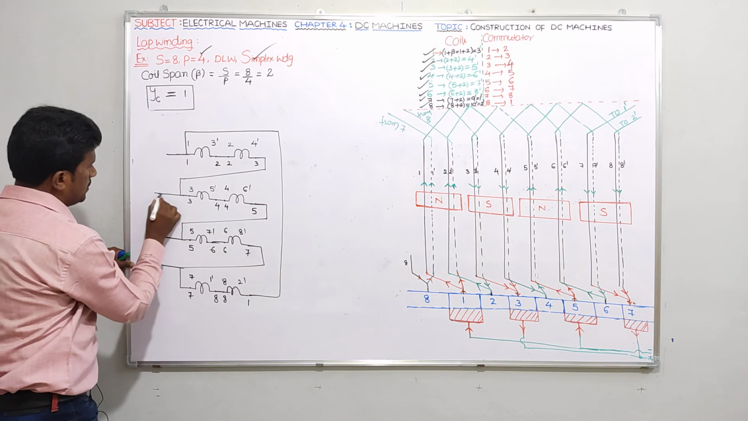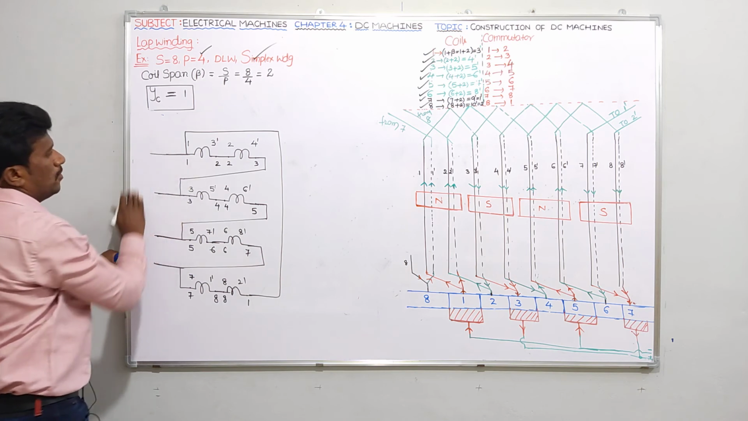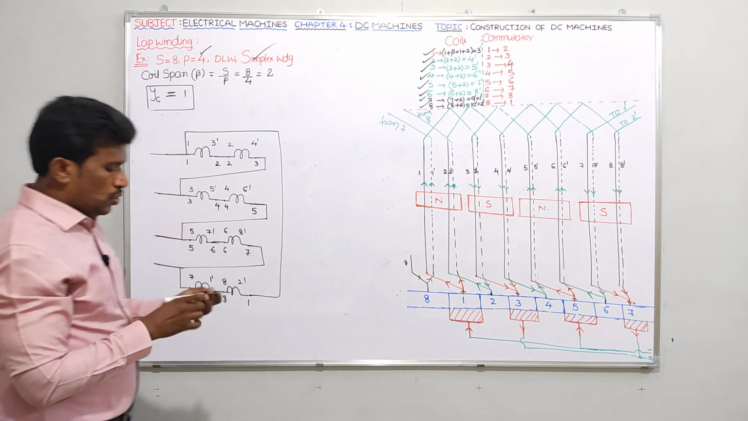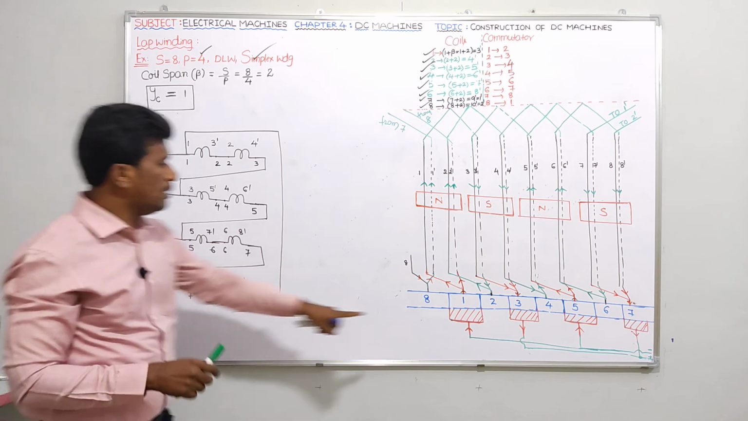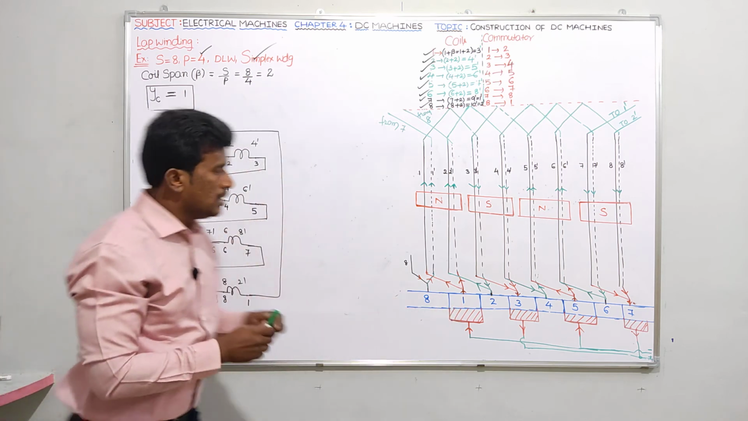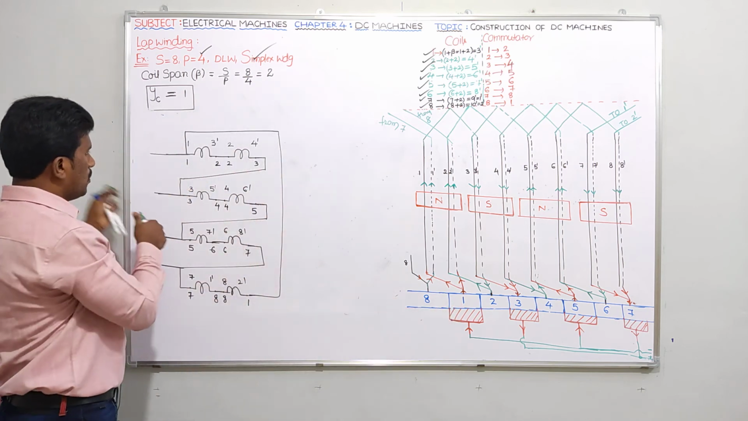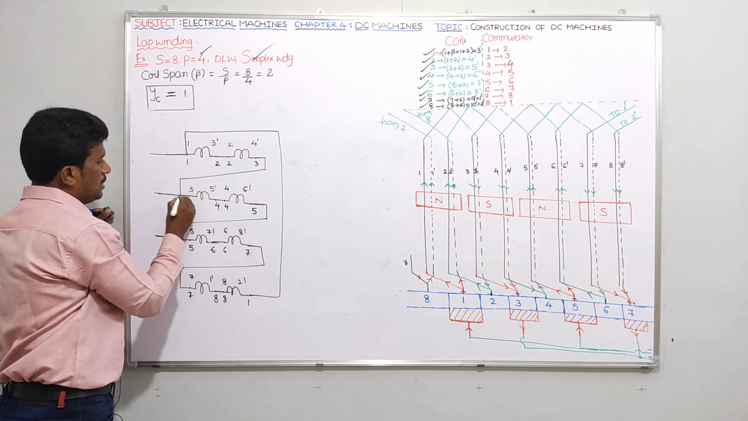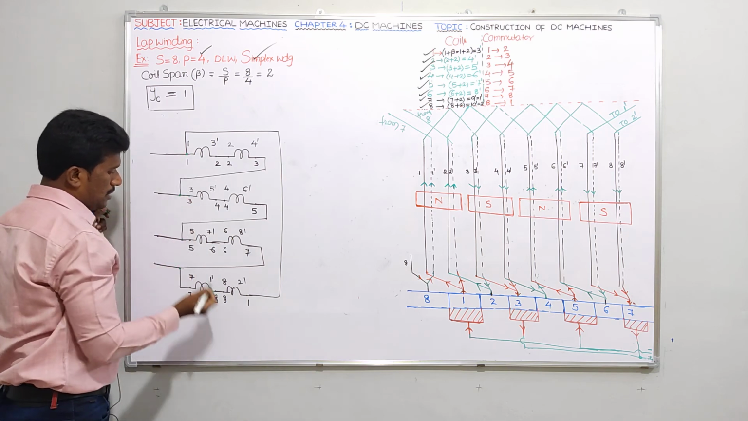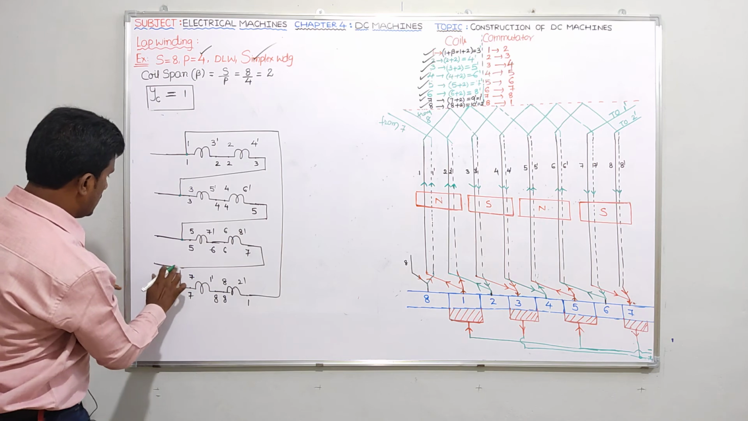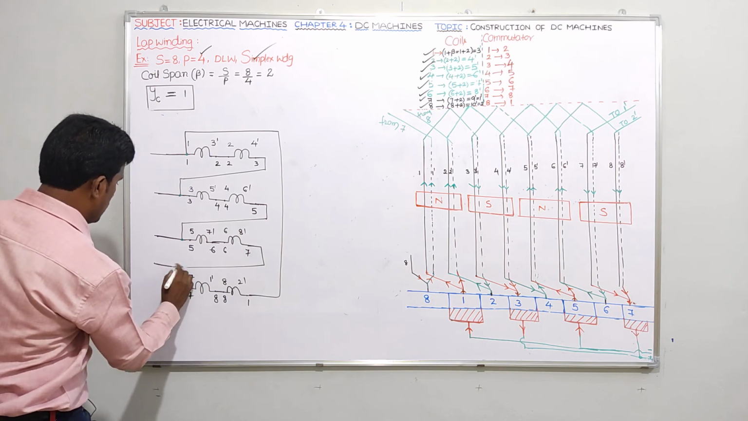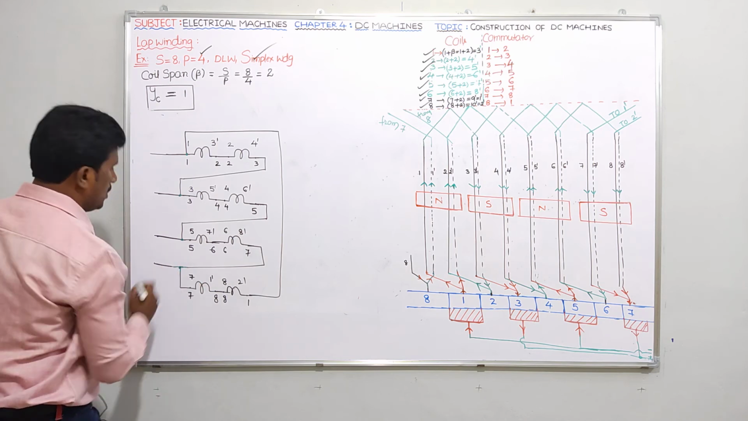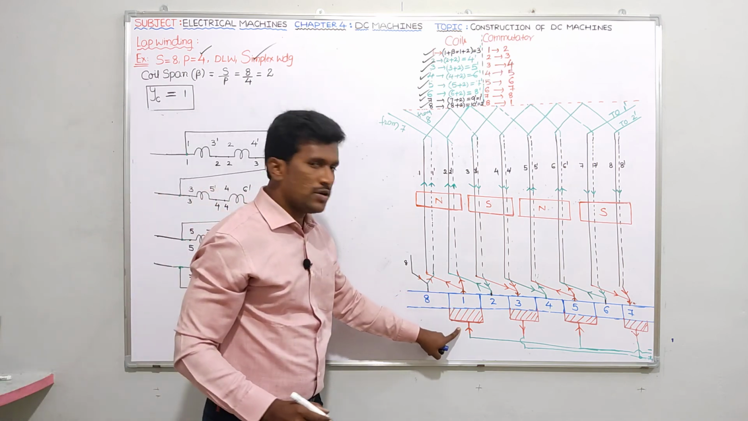Let me extend these lines. Now let me show segment number 1, guys. This is segment number 1, then segment number 3, segment number 5, segment number 7. Sorry. So at segment number 1, you have one brush.